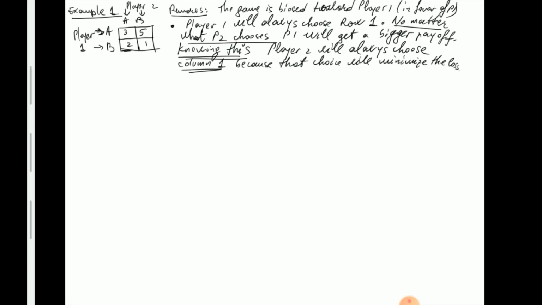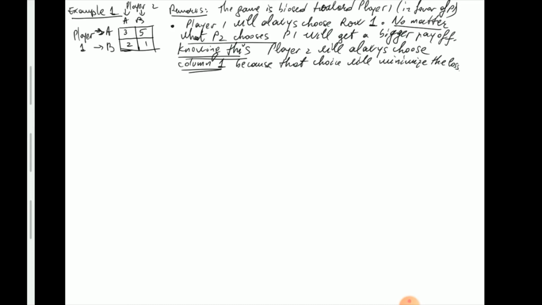The best player 2 can do is to minimize the loss. That's the only option for player 2. And because of this distribution of the payoffs, that is the only rational choice. Player 2 is not going to choose column 2, because that's going to be a larger loss, knowing that player 1 is not going to be stupid to choose row 2.